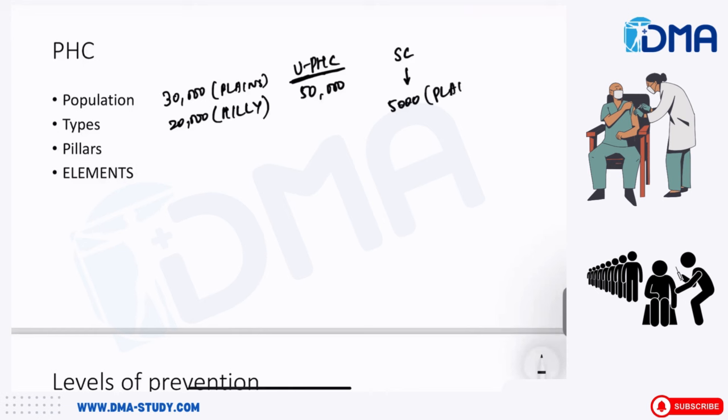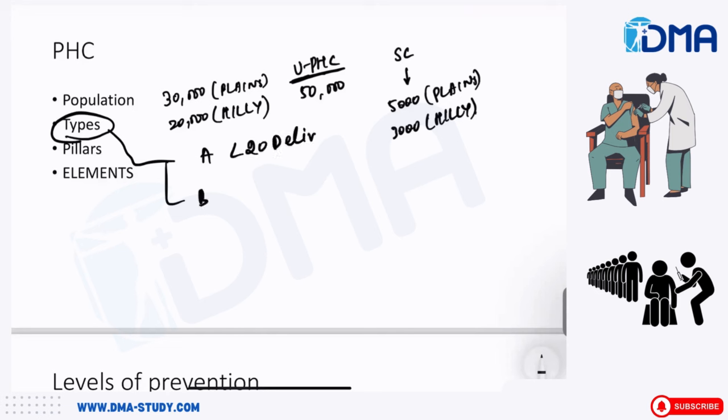in case of plains, 3,000 in case of hilly regions. You have two types of PHCs, type A and type B. Type A, you have less than 20 deliveries. Type B, you have more than 20 deliveries.